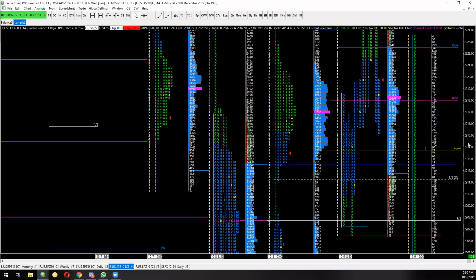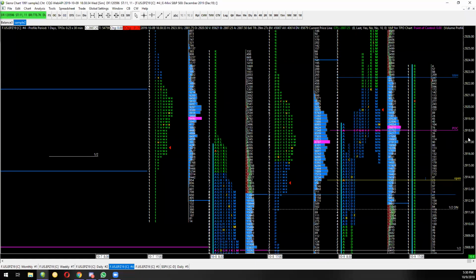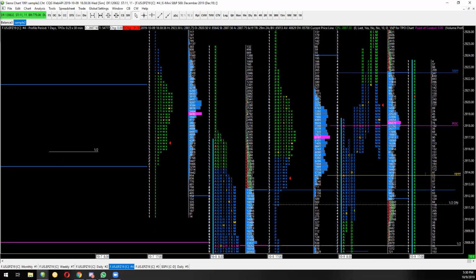Okay. So these are the references and how we trade and use profile to do so. Okay. The profile will tell us the strength of the buying, the strength of the selling.